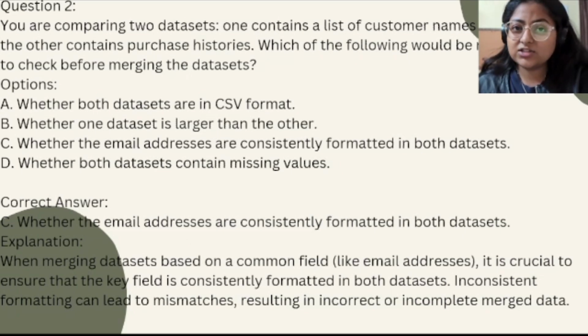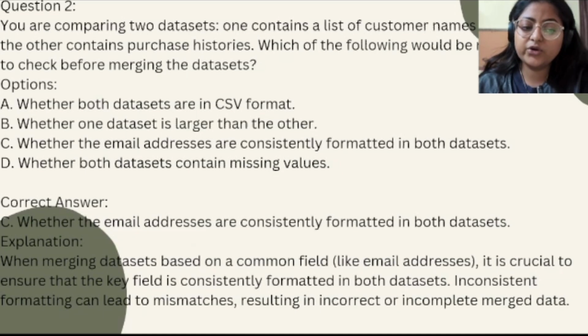So the correct answer for this question is option C, whether the email addresses are consistently formatted in both data sets. The explanation could be: when merging data sets based on a common field like email addresses, it is crucial to ensure that the key field is consistently formatted in both data sets. Inconsistent formatting can lead to mismatches, resulting in incorrect or incomplete merged data.